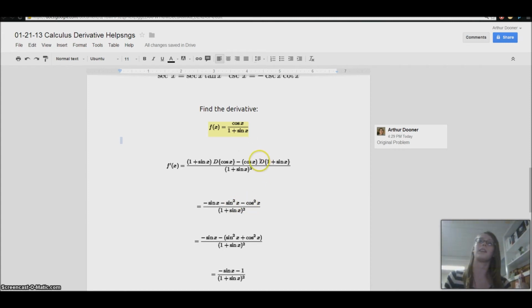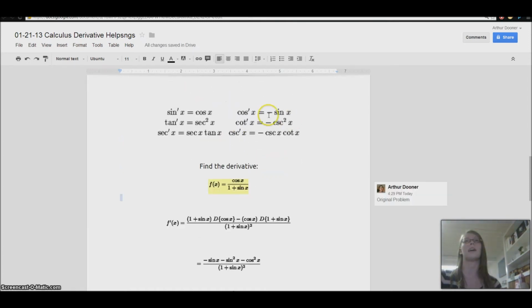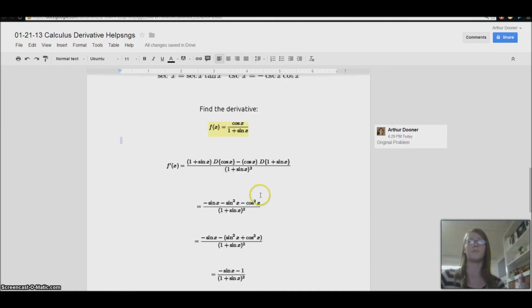And then you find the derivative of 1 plus sine of x, and since the derivative of 1 is just 0 because 1 is a constant, and then the derivative of sine x is just cosine x, again by the chart above. You multiply that by cosine of x, so you have in total for the numerator negative sine x minus sine squared x minus cosine squared x. Then you keep the denominator the same because you aren't simplifying that yet.